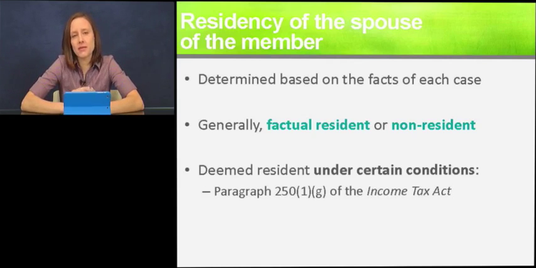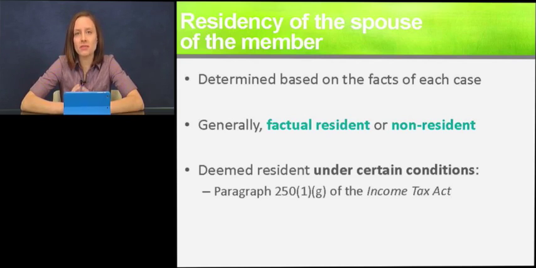If you're submitting a request for a determination of residency status, so Form NR73, Determination of Residency Status Leaving Canada, and the spouse meets the condition under paragraph 250(1)(g), then answer yes to the following question on the form. Will you be exempt from taxes in the foreign country because of your relationship to your spouse?